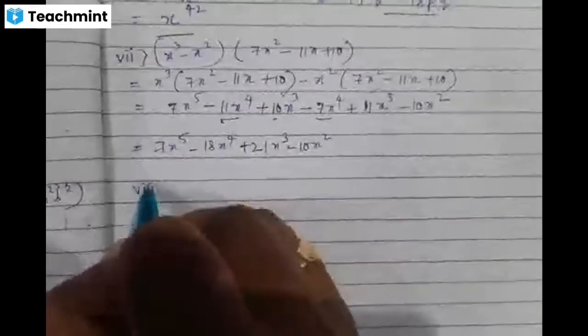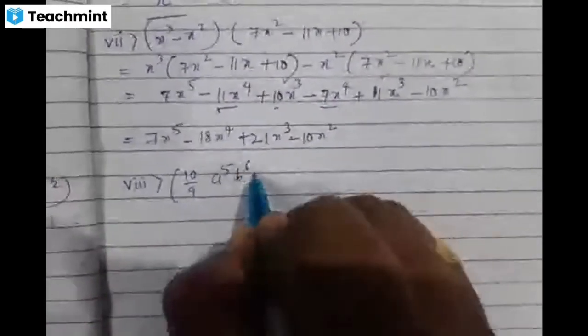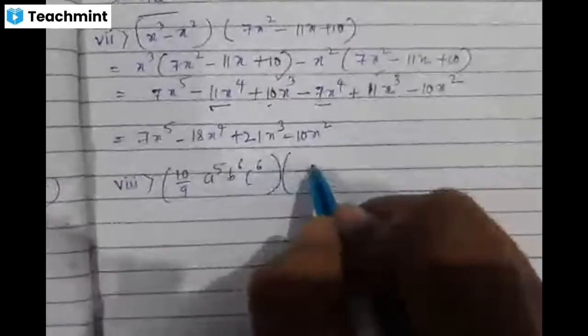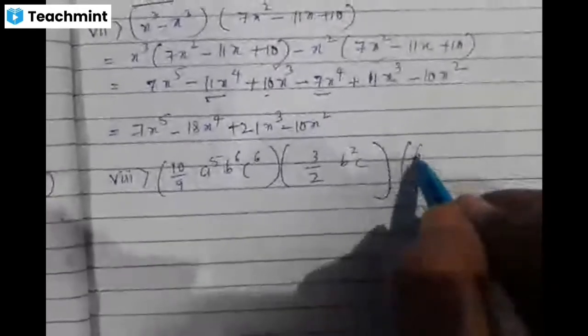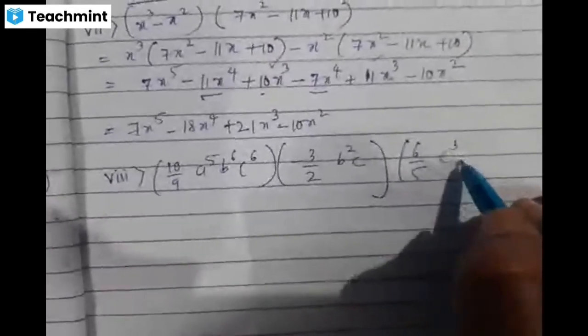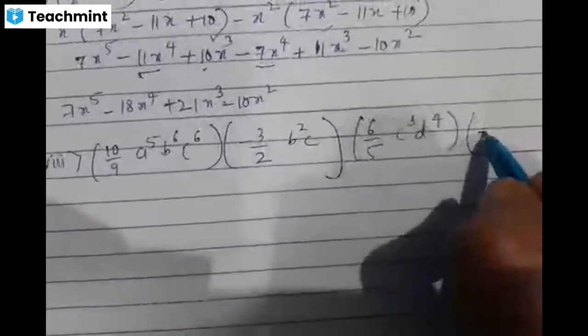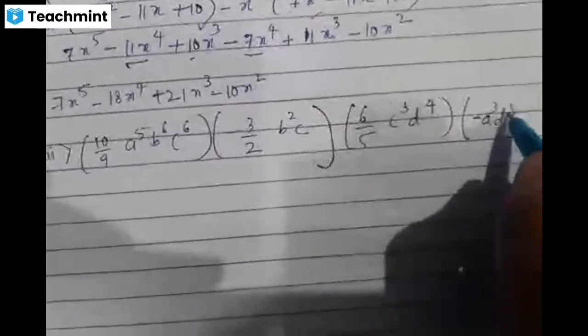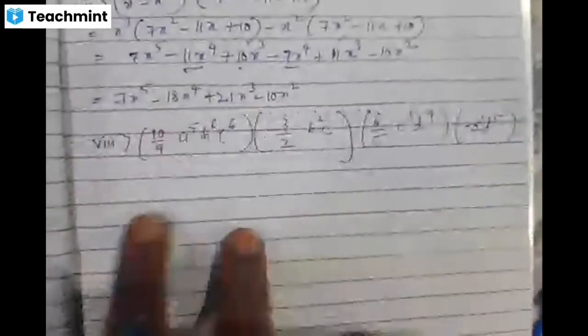8th part, children. 10 by 9, a to the power of 5, b to the power of 6, c to the power of 6. Minus 3 by 2, b to the power of 2 into c, 6 by 5, c to the power of 3, d to the power of 4. And then lastly, you have minus a to the power of 3, d to the power of 5. Children, don't get frightened with the bigger expressions. Here all are monomials, children. We know how to multiply all the monomials.